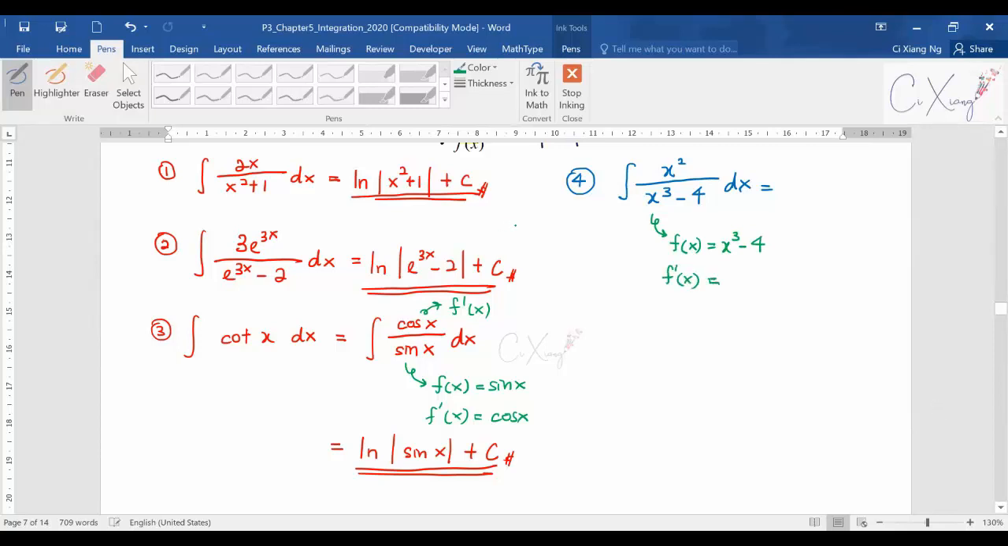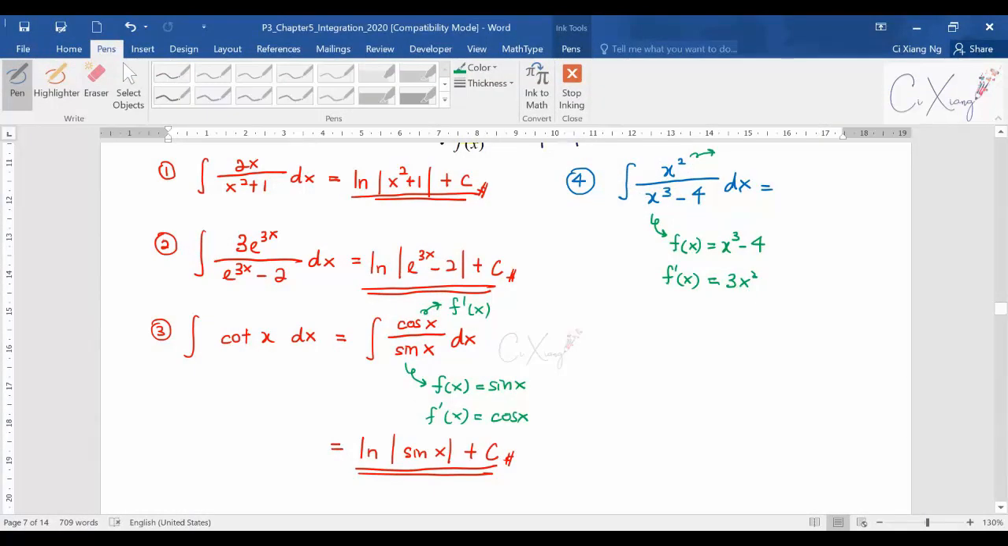Okay, so if you check the f prime x, what do you get? So f prime x should be 3x squared, right? Differentiate x power 3, you should have 3x squared. Minus 4, you get a 0. So on top, you should have a 3x squared. Okay, but too bad, now you have only x squared here.